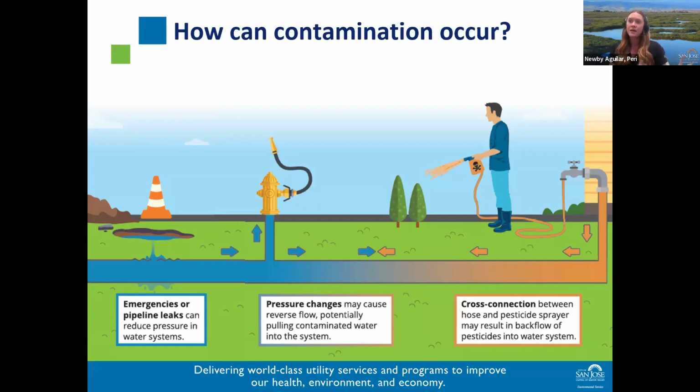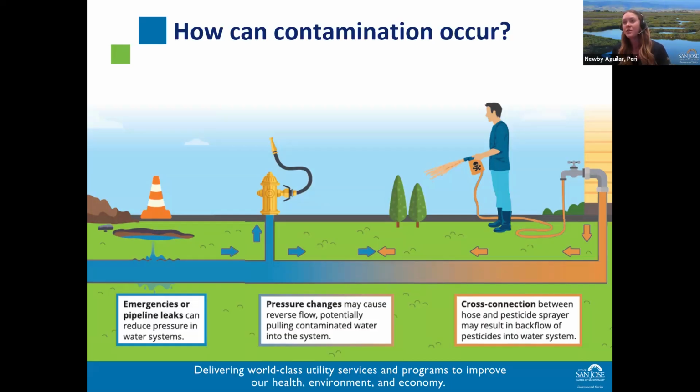As shown towards the left side of the image, you can see that there is an emergency pipeline leak or there's a pressure change because of heavy use from a fire hydrant. These are all examples of a loss of water pressure that could have the ability to cause a backflow. And since it's connected to contaminated water, it could be drawn back into the public potable water drinking system.